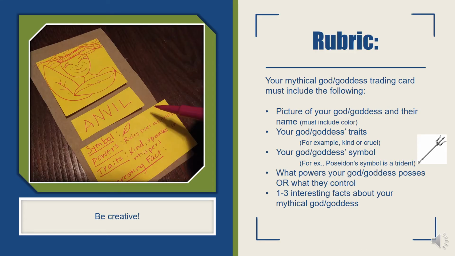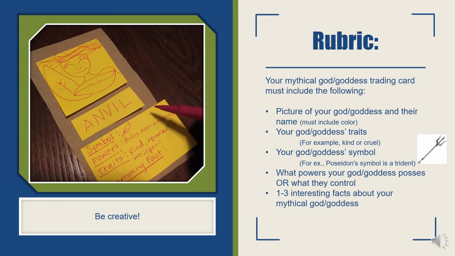Okay, and then I wanted to break down the rubric for you. You can see the picture there that I've already started. I have not finished because you'll see what I'm missing. So your trading card must include the following. It must have a picture of your god or goddess and their name. So for me, you can see Anvil there, and you can see how I've depicted her with her leaves for arms, and her hair is almost mountainy, kind of cloud-like. So I've drawn her there.